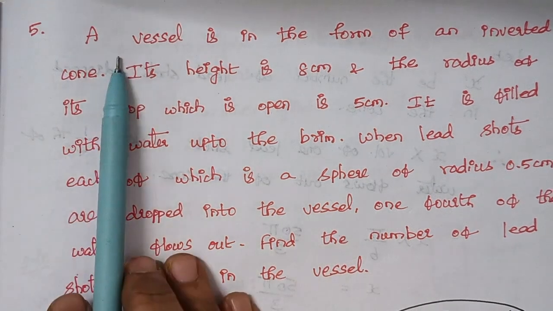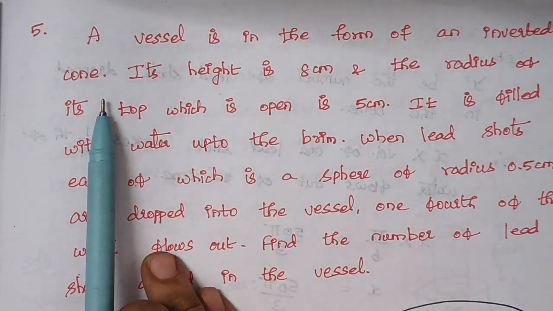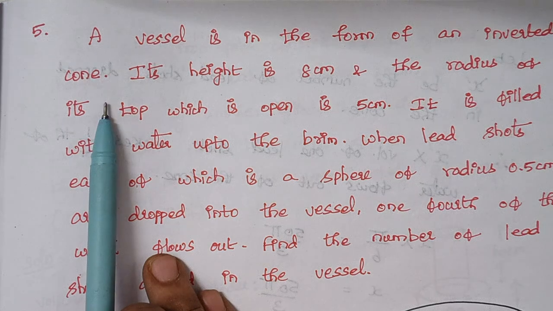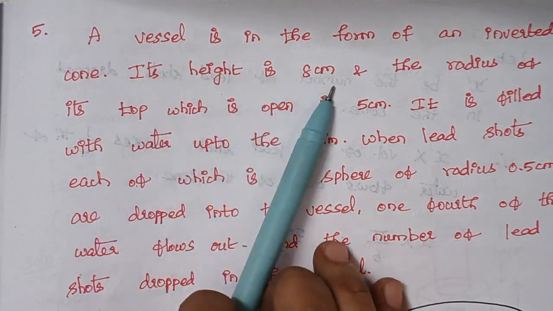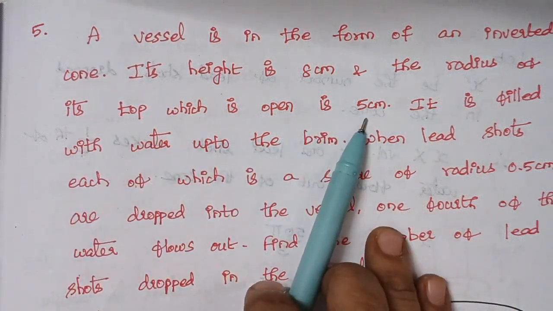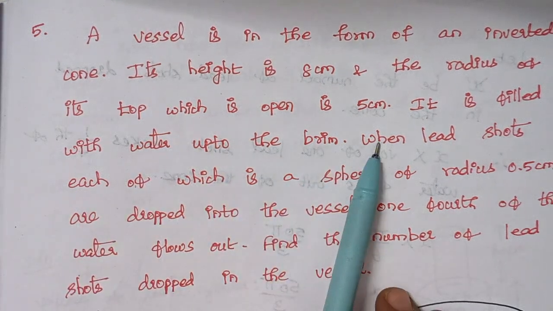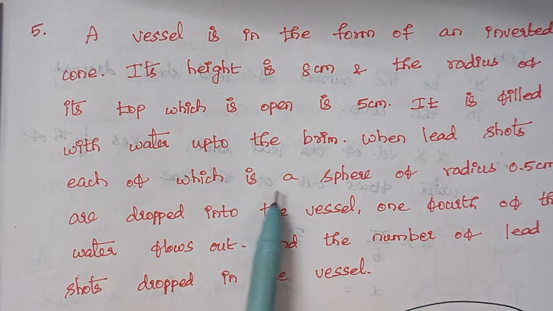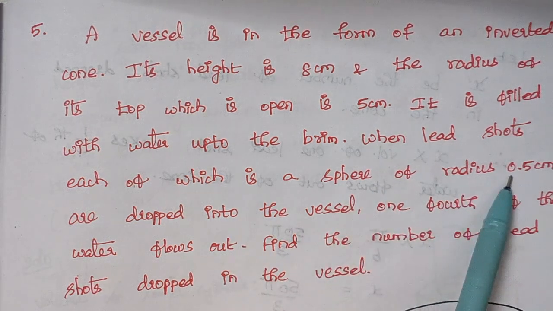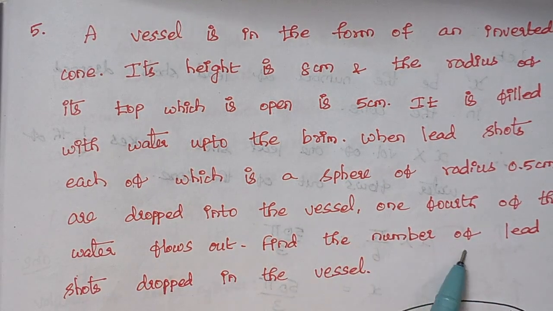The next is problem number 5. The problem is: a vessel is in the form of an inverted cone. Its height is 8 cm and the radius of its top, which is open, is 5 cm. It is filled with water up to the brim. When lead shots, each of which is in the shape of a sphere of radius 0.5 cm, are dropped into the vessel, 1/4 of the water flows out. Find the number of lead shots dropped in the vessel.